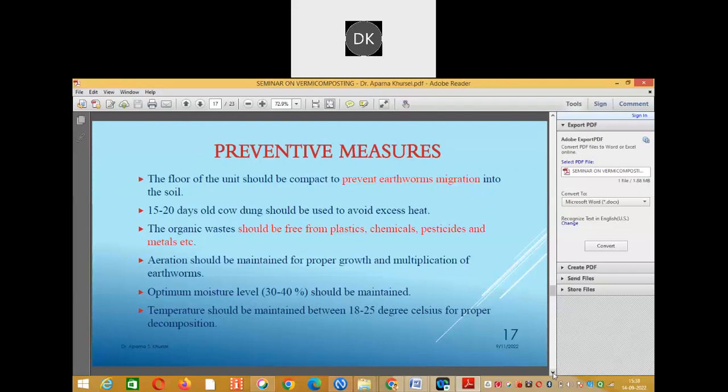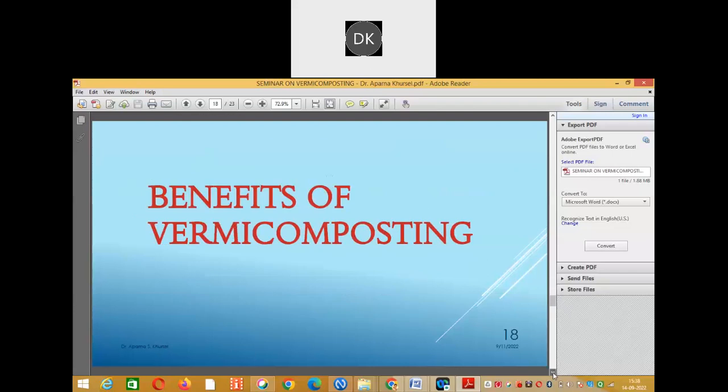Hence, we need to turn or mix the compost every time so that multiplication of earthworms will be possible. As well as, we should maintain optimum conditions: the humidity between 30 to 40%, and the temperature should be maintained between 18 to 25 degrees Celsius for proper decomposition of agricultural waste. Next, ma'am.